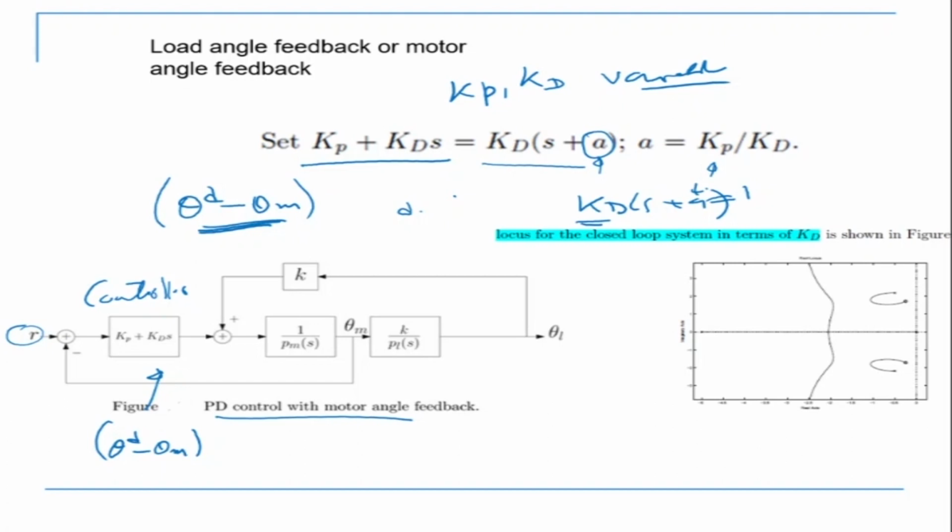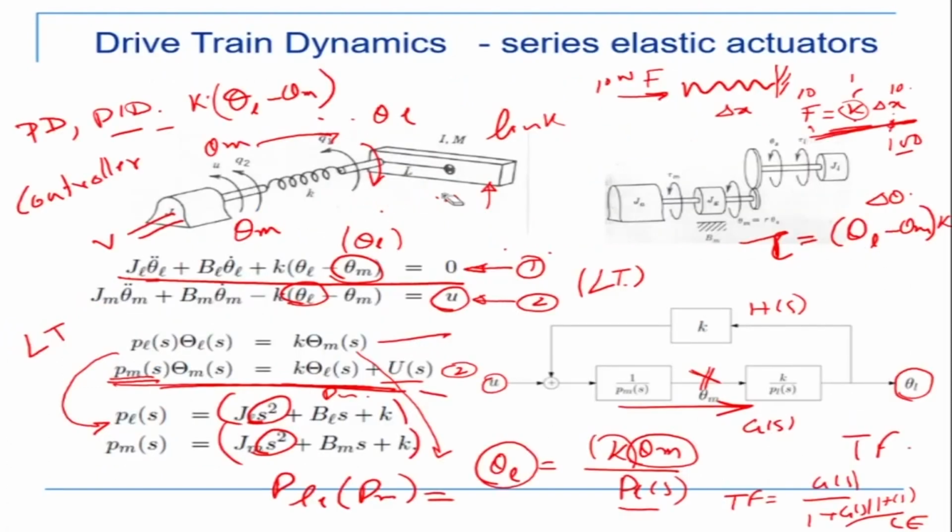Okay, that means here is my motor. This is my motor, and this is my link. So I can take the feedback from the motor side, which basically means, let's come back here again. I'm taking my feedback from the motor side. This is my motor side. So when the motor is rotating, I'm taking feedback from here. That means I'm trying to control the motor rotation.